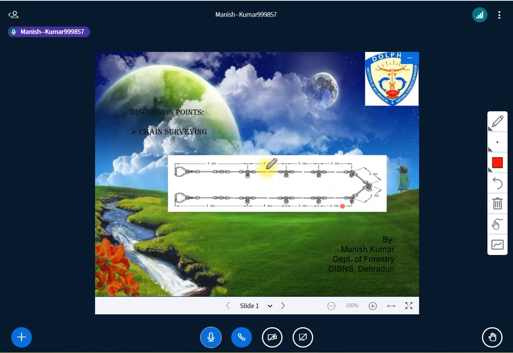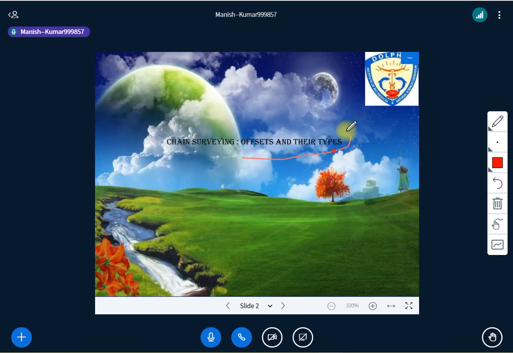Okay, so again in the continuation of chain surveying, we're moving to some more related concepts of chain surveying. Today we'll discuss offsets and their types. In chain surveying, we use offsets and their types, right? We have to discuss the definition and classification. We also discuss the procedure: how to draw the offset, right? So these are the three things we have to discuss today: the definition of offset, then classification, and then the procedure to draw the offset.